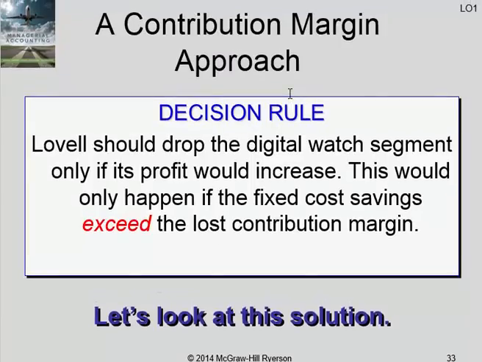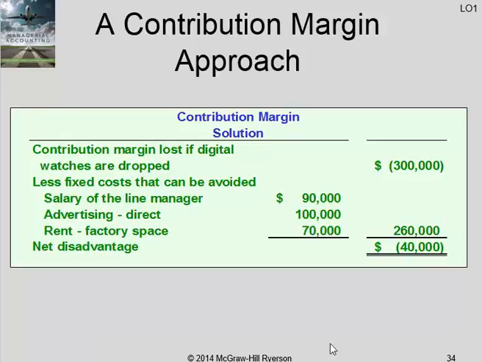Now, instead of doing comparative income statements, we can look at the contribution margin approach. The rule here is they should get rid of the segment only if the profit from getting rid of it would increase. Fair enough. So what does that look like? Well, contribution margin is gone. We know that, right? So we are out of pocket that $300,000, but we save the salary of the line manager, we save the advertising that we're not having to spend, and we save the rent on the factory space that we're not paying. That adds up to $260,000.